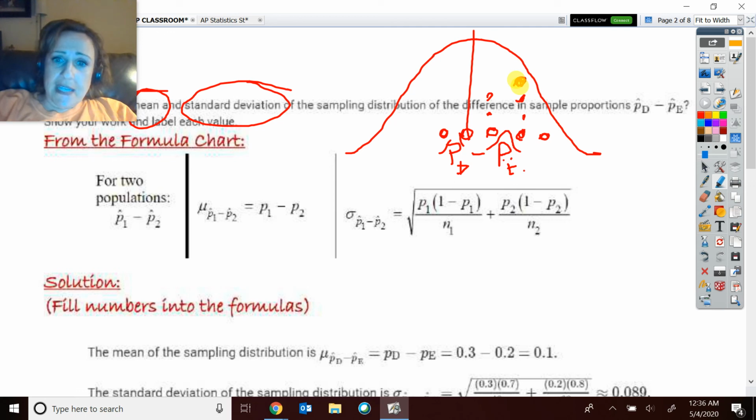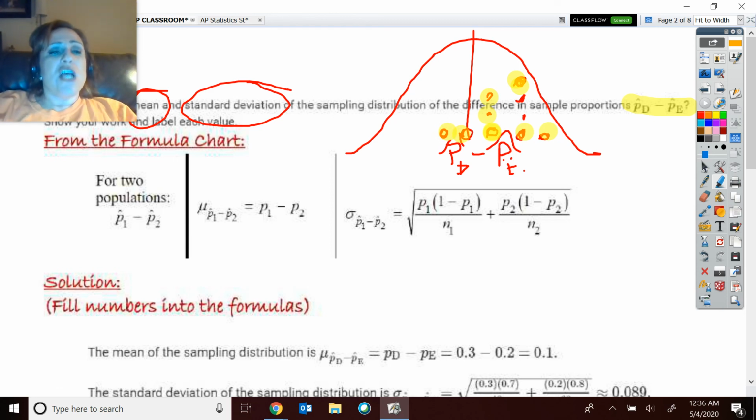Okay, so every single one of these yellow dots represents a sample of 40 from D, 60 from E, and subtracting them. This is the sampling distribution of those differences in sample proportions. Sampling distribution of all of these P hat differences.